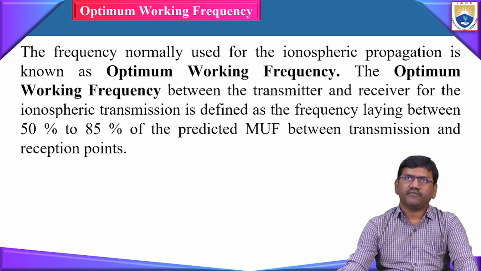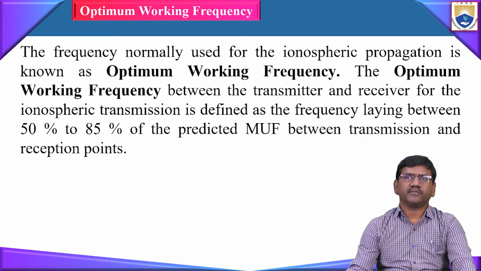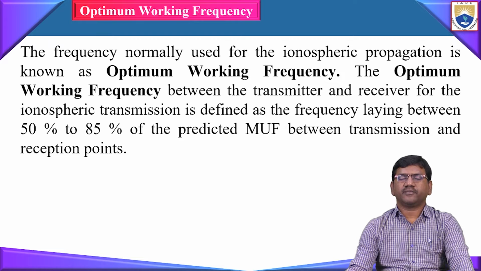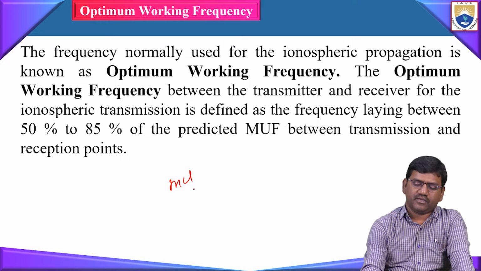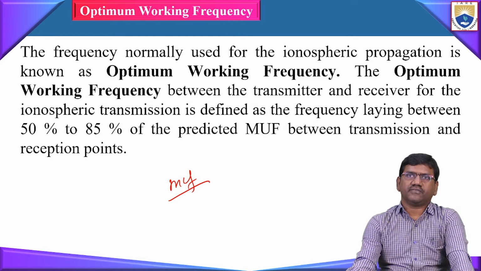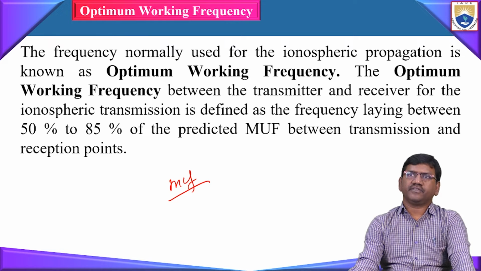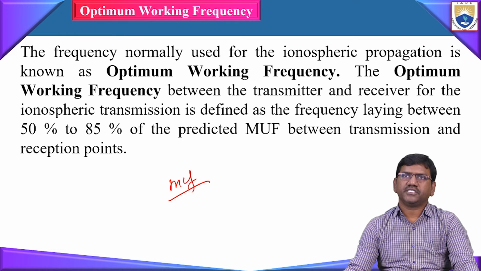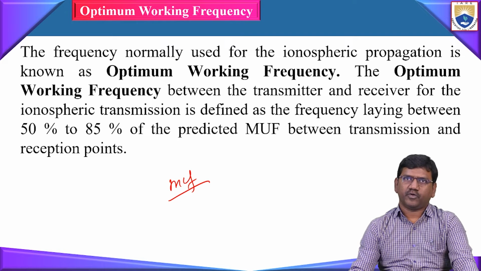The next one is optimum working frequency. The frequency normally used for ionospheric propagation is known as the optimum working frequency. The simple definition is that 85% of the MUF value is called the optimum working frequency. So whatever maximum usable frequency we are using between the transmitting and receiving antennas, 85% of the MUF value we call the optimum working frequency. The optimum working frequency between the transmitter and the receiver for ionospheric transmission is defined as the frequency lying between 50% to 85% of the predicted MUF between the transmission and reception points.